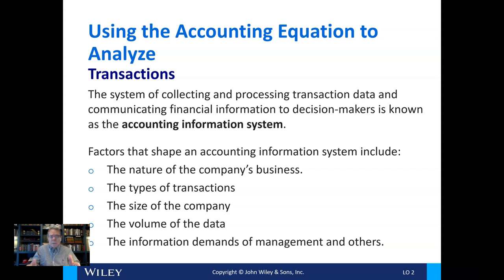So the type of accounting system you have and the accounts that you have are going to be dependent upon the type of company you are. If you're a service company, you're not going to have inventory. So factors that shape an accounting information system include the nature of the company's business, the types of transactions, size of the company, the volume of the data, and the information demands of management and others.